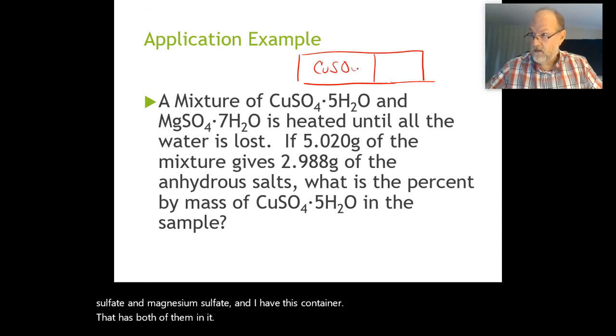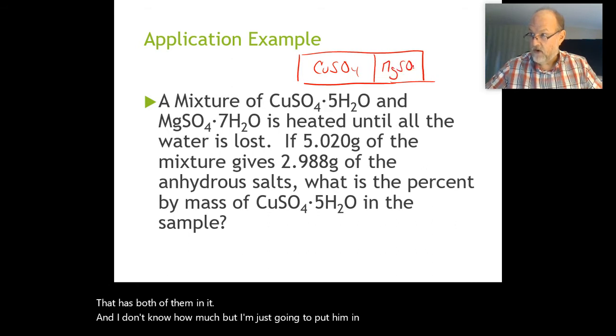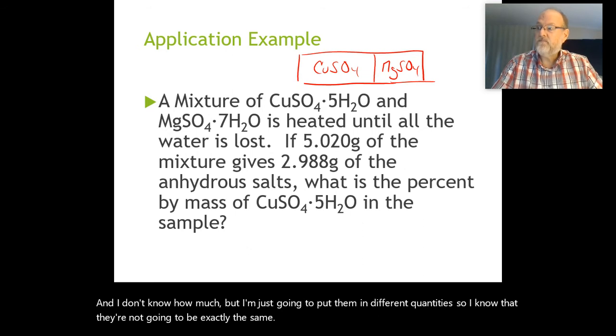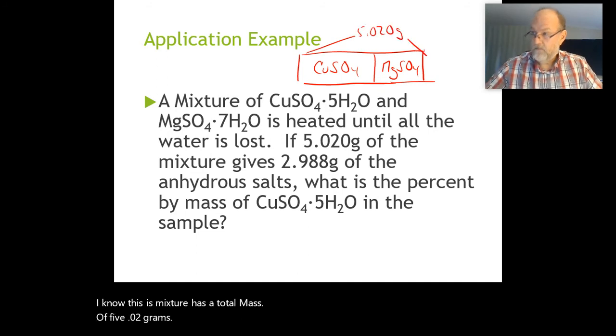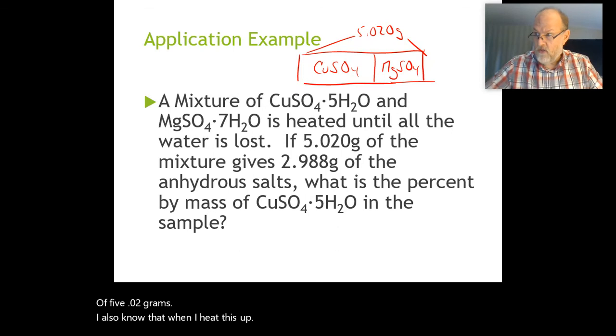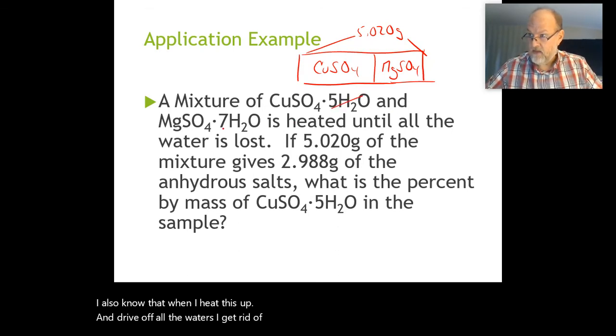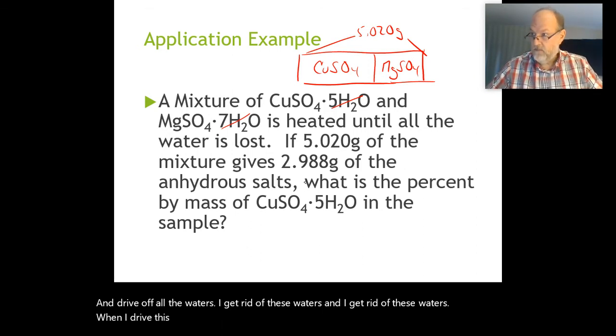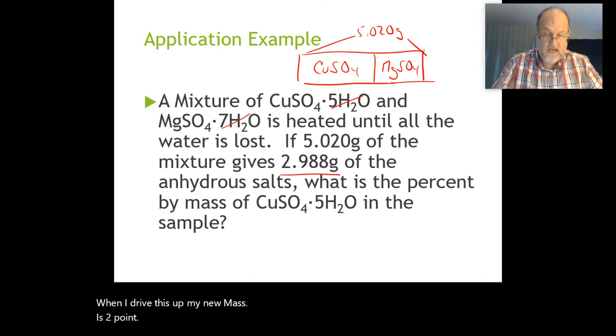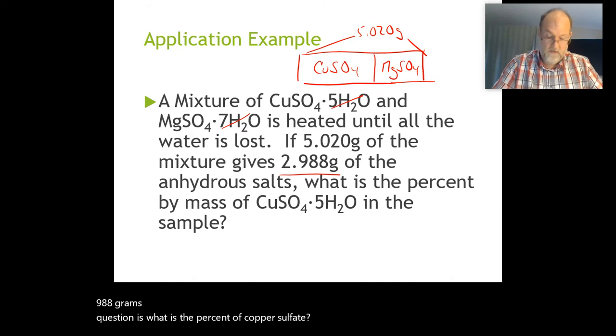I don't know how much, but I'm just going to put them in different quantities so I know that they're not going to be exactly the same. I know this mixture has a total mass of 5.02 grams. I also know that when I heat this up and drive off all the waters, I get rid of these waters and I get rid of these waters. When I dry this up, my new mass is 2.988 grams. Question is, what is the percent of copper sulfate by mass in the mixture?